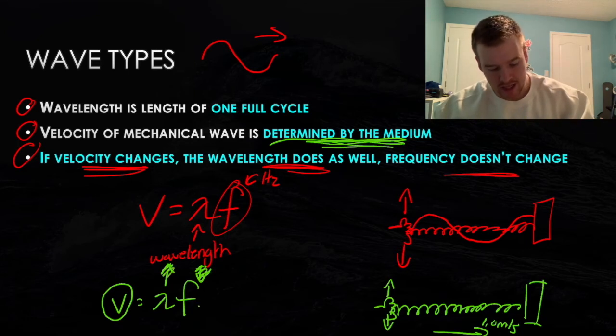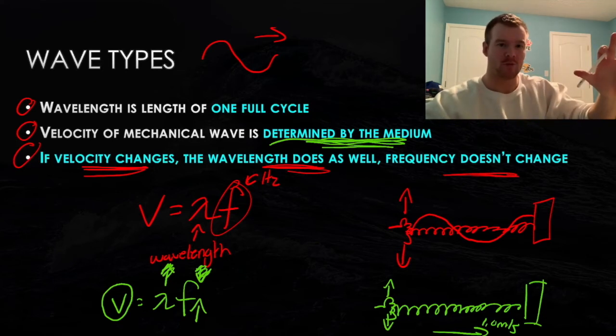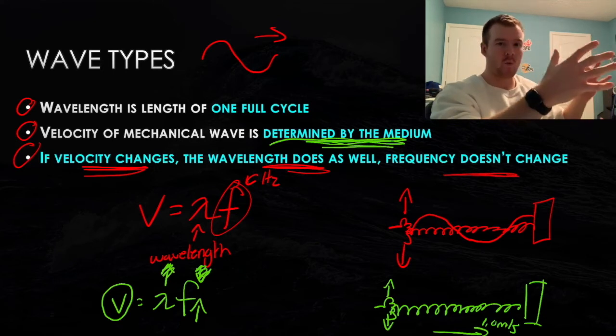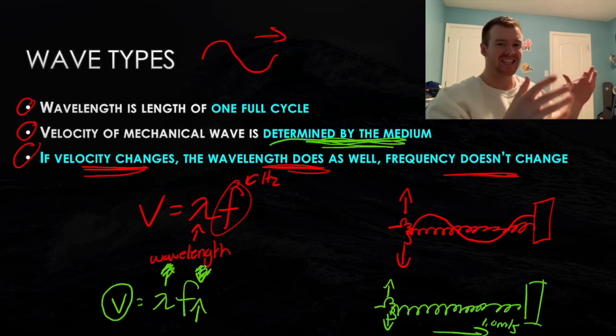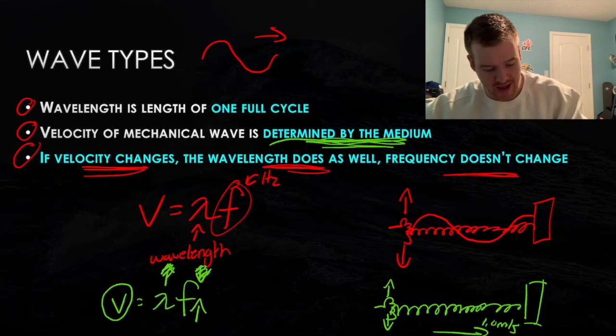If I start to increase the frequency, so now I start moving my hand really fast back and forth, the waves can't go any faster through the spring. So now there's going to be a lot of waves on that spring. To get them to fit in there, they're going to have to be closer together. So the wavelength is going to have to decrease.